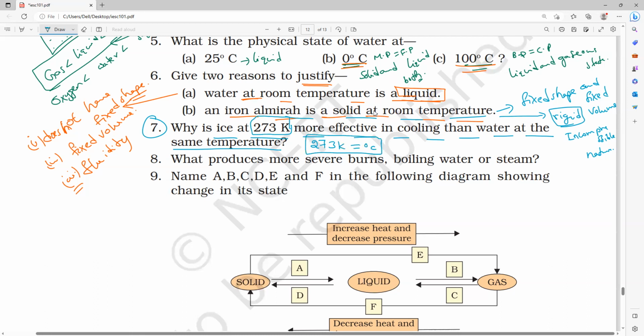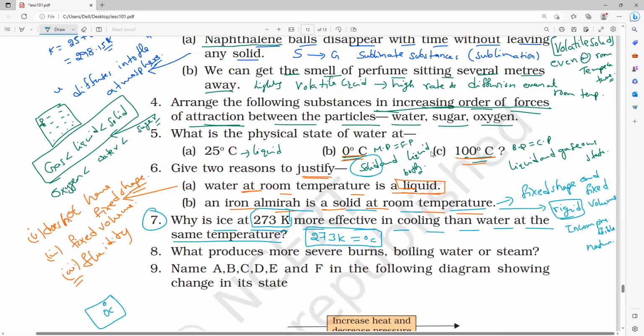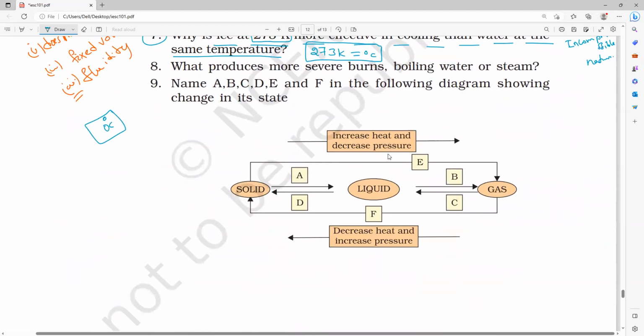We all know that at 0 degrees Celsius, just now we studied, matter exists both as solid as well as liquid. Freezing point, melting point. At 0 degrees Celsius, we are getting water in ice form and also water in liquid form.